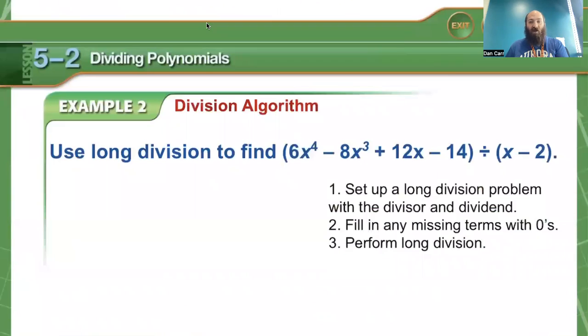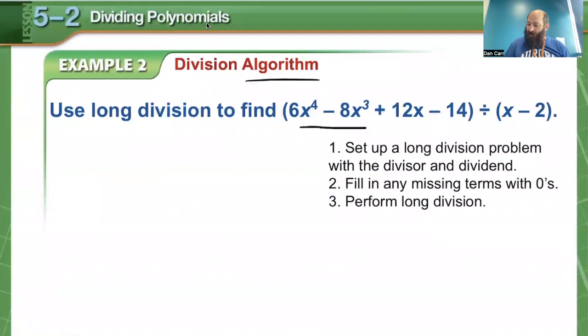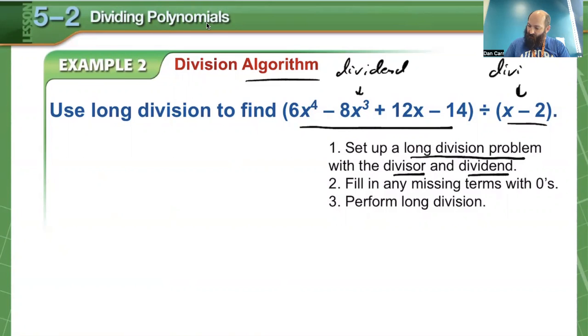Okay, division algorithm. An algorithm is basically a process where we repeat the same steps over and over again until we get it simplified. So we're going to use long division to show how to divide this polynomial by this binomial. You're going to do kind of like I showed in the very first problem. Set up a long division problem with the divisor and dividend. This is my dividend. This is my divisor. So here's how it looks.